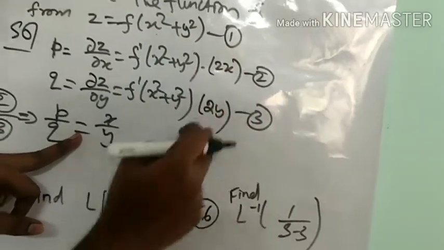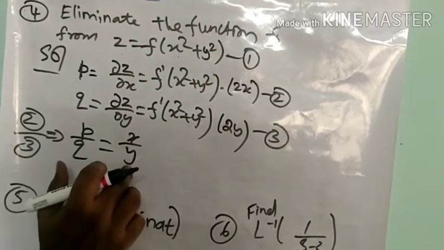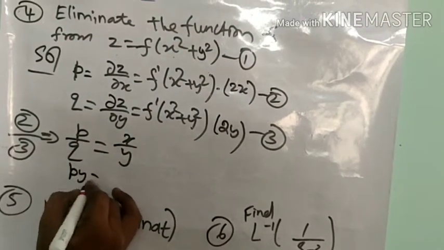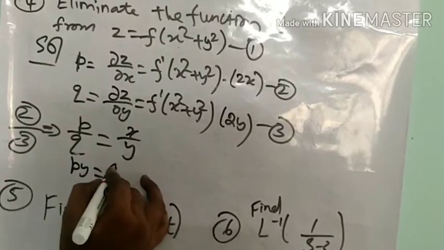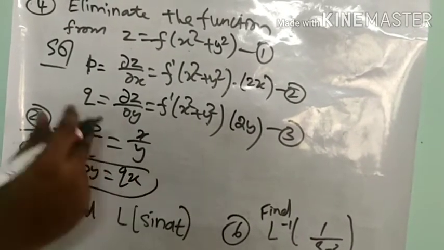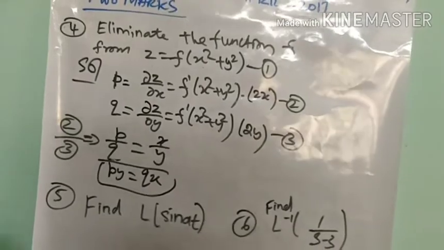So balance is x by y. Now what you do, cross multiply this, that is py. So p into y is py and q into x is qx. Okay, so this is your answer. So it's a partial differential equation problem.